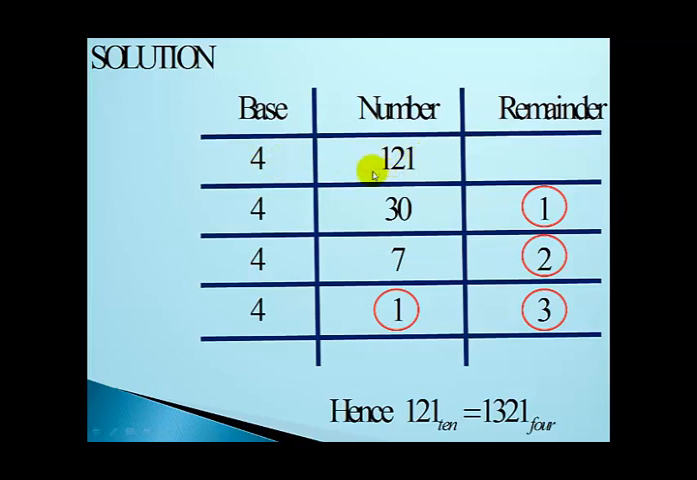So now, 121 divided by 4 is equal to 30, and the remainder is 1. How did you get remainder 1? When you multiply 30 by 4, the answer is 120, and the difference between 120 and 121 is 1. That is the remainder. Now 30 divided by 4 is equal to 7, and the remainder is 2. How do you get remainder 2? When you multiply 7 by 4, the answer is 28, and the difference between 28 and 30 is 2. That is why the remainder is 2.